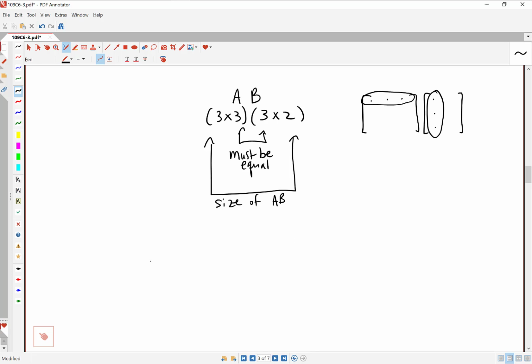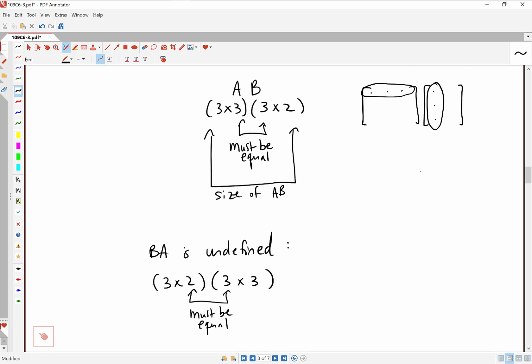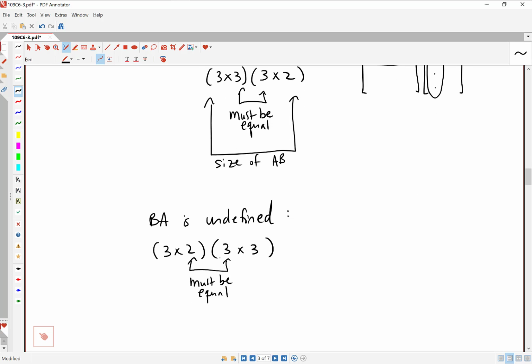So the outer numbers help you predict how big your matrix AB is going to be. So what's interesting here is that the matrix BA is undefined, and we can use size to figure out why, because B is a 3 by 2 matrix, A is a 3 by 3 matrix, and we said the inner numbers must be equal. In order for matrix multiplication to make sense, those inner numbers must be equal, and we see that that's not the case here. So that means we can't calculate B times A.